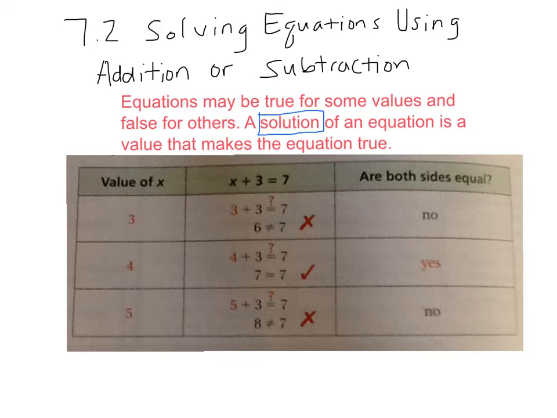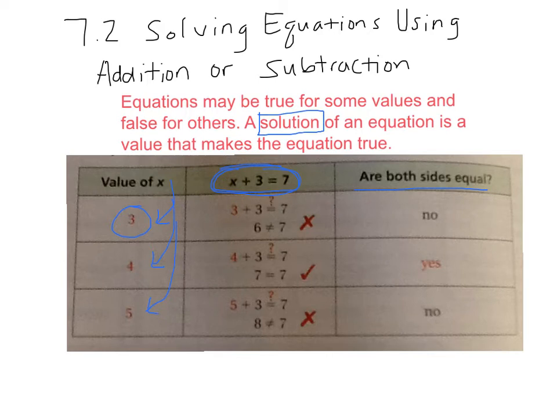It says the value of x. So in this situation, let me get my marker. It's 3. Here is the equation they're talking about. The value is in this column. This equation stays the same throughout. Are both sides equal? So we're making sure that both sides of the equation are equal. So the solution of an equation is a value that makes the equation true. Some values are false and some are true.